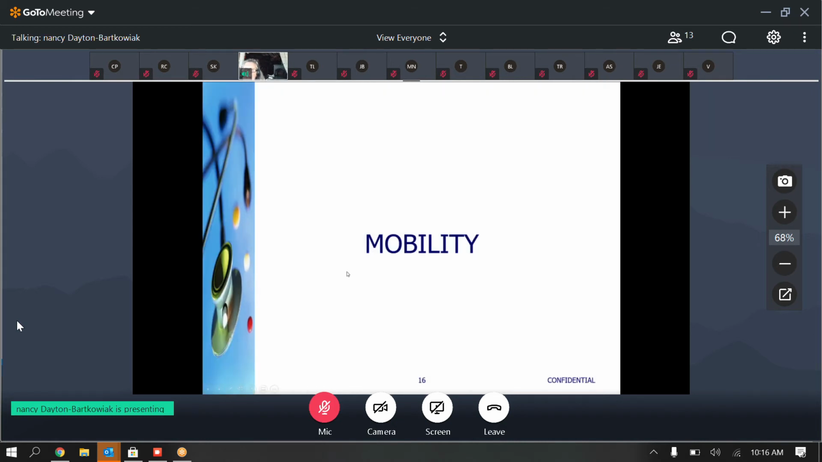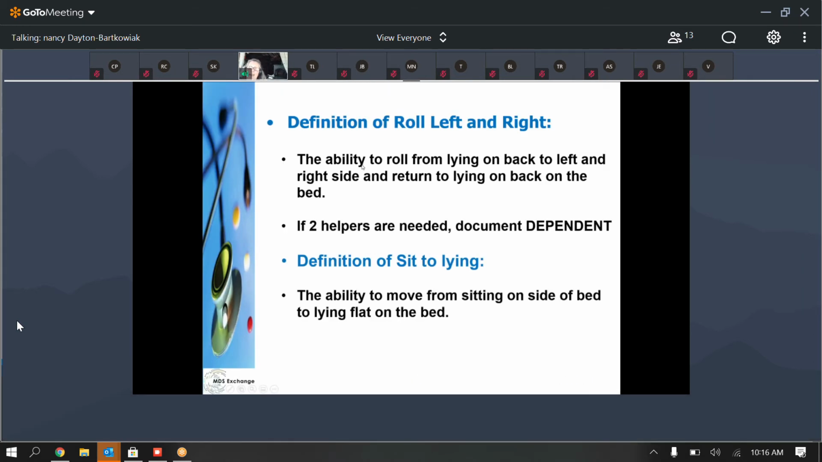Okay, mobility. Definition of rolling left to right, and this is in relationship to bed mobility. It's the ability to roll from lying on the back to left and right side and return to lying on back on the bed. And remember, if it takes two people to assist with that, you're going to document dependent.